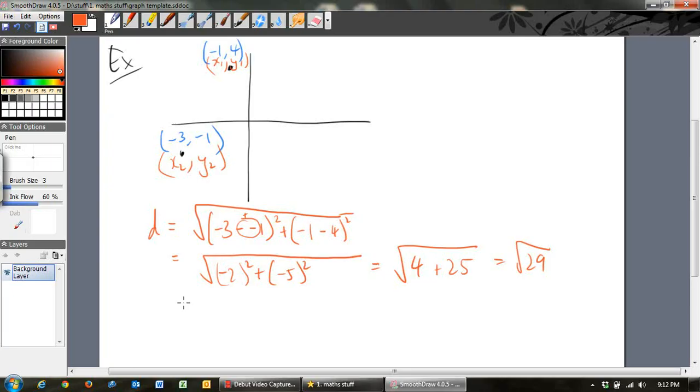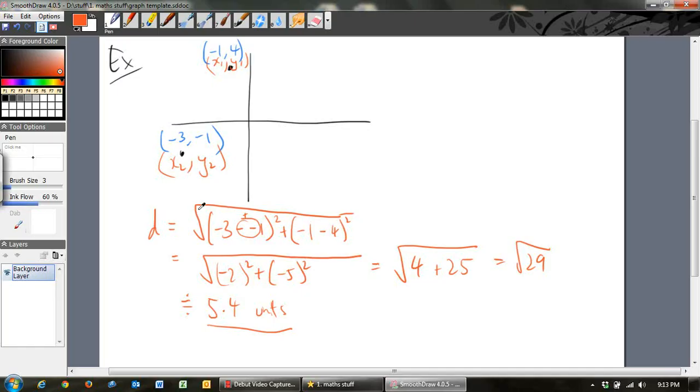And if you pop that into your calculator, it'll be roughly equal to 5.4 units. So you have to give it some units because it's a distance measurement, so it'll be roughly 5.4 units there. And that's how you find the distance between 2 points.